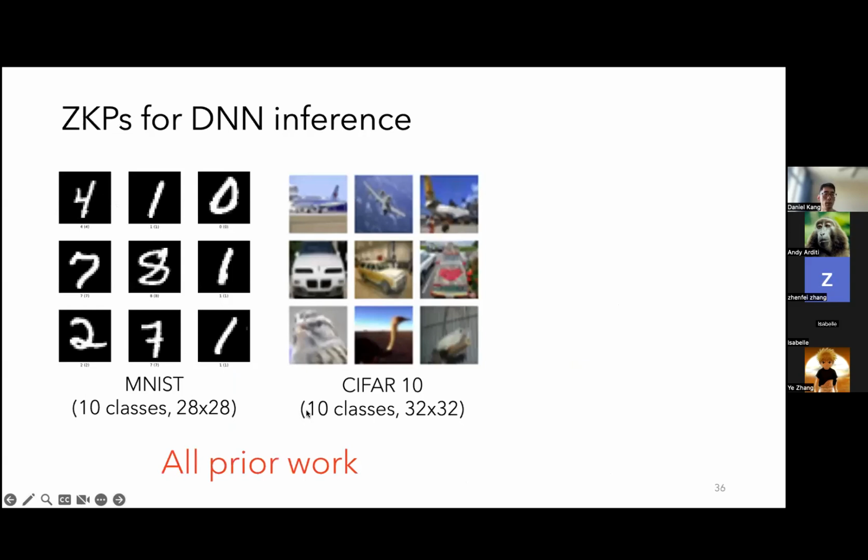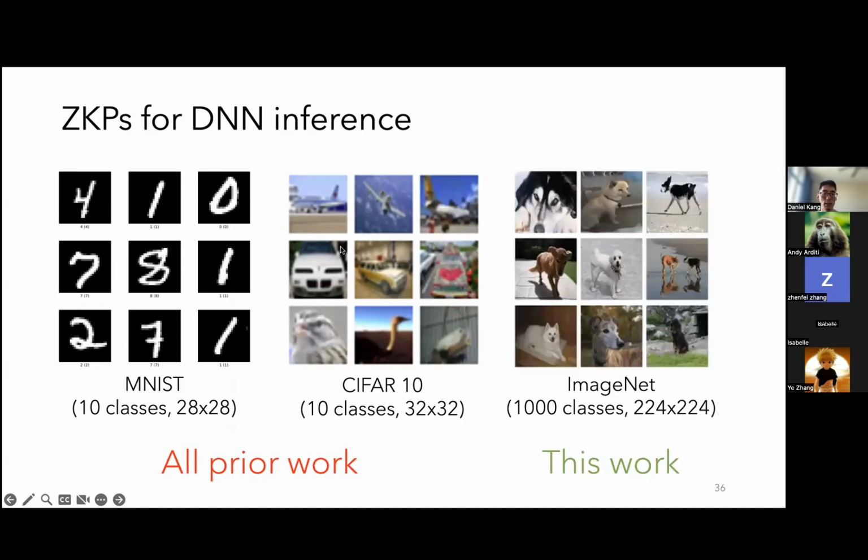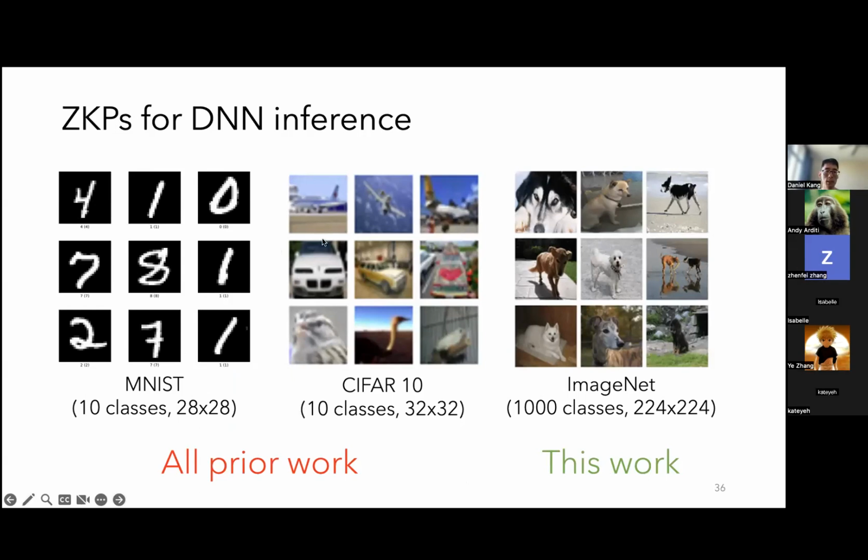If you look at the prior work for ZKPs for DNN inference, and also for image edits, all the prior work really works on unrealistically small images. For image edits, the largest that I'm aware of goes up to around 300 by 300. Whereas in this work, we describe how to scale these zero-knowledge proofs to ImageNet, which has 1,000 classes and realistic image sizes.